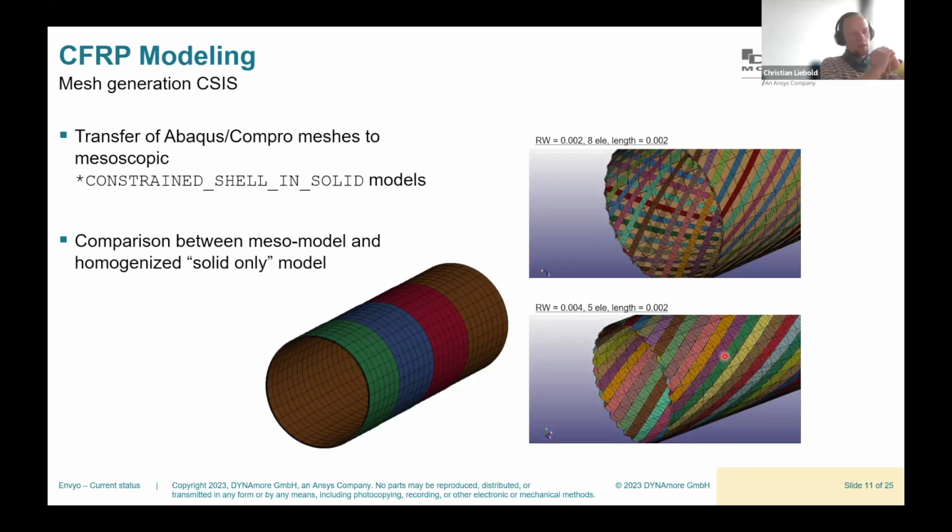And one of the use cases could, for example, be a hydrogen pressure tube. And in this case, ENVYO is used to transfer the Abaqus Compro model and to generate these, including shells, which can then be used together with the constrained shell and solid keyword card, for example, to perform mesoscopic modeling.